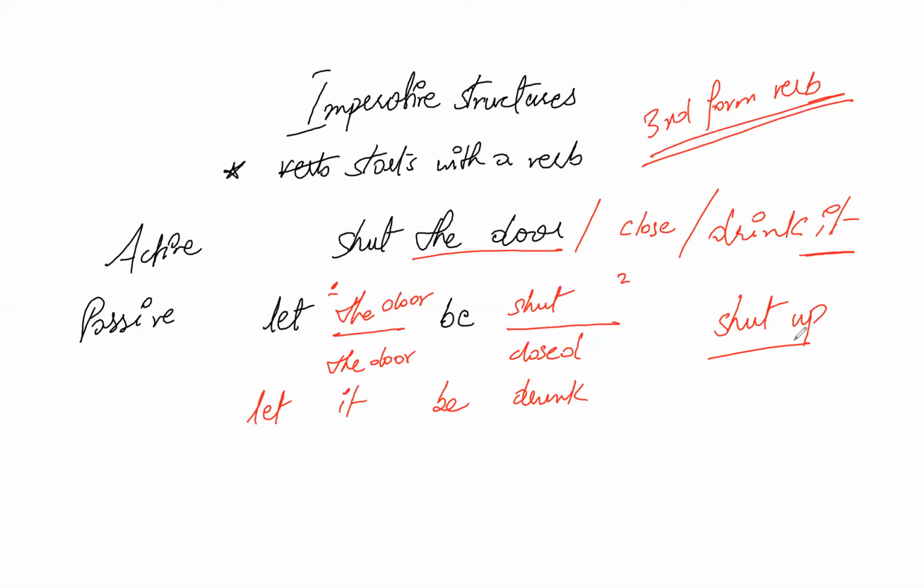Obviously, if you're telling the person that is next to you to shut up, that is right in front of you, so "you" is the object. So if you were to convert this one, "let yourself", this is your object, "be shut up". An unusual structure, but again, this is correct. No one says it like this, but yes, this is pretty much it for the imperative structures.